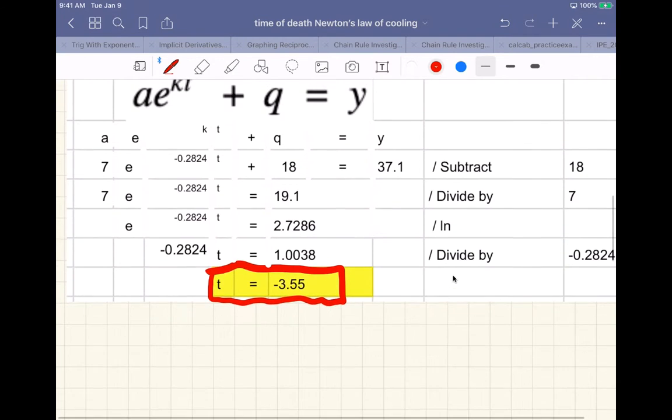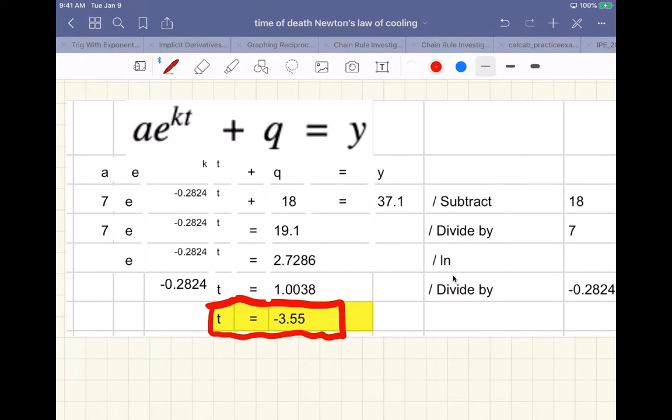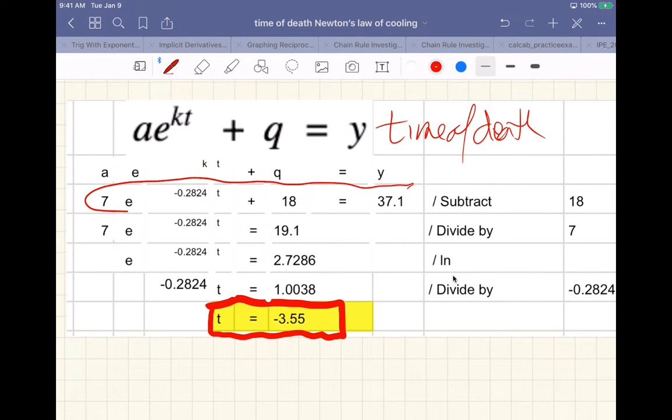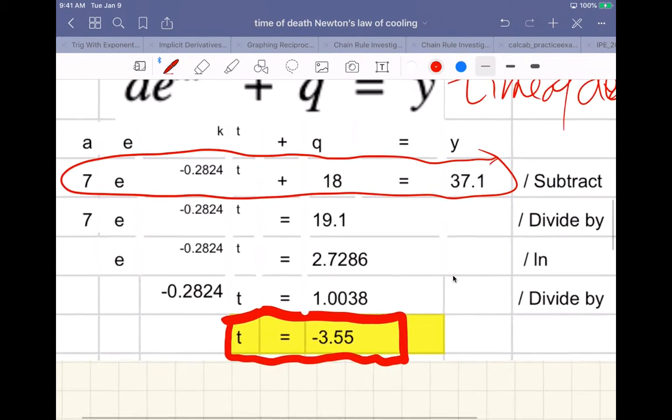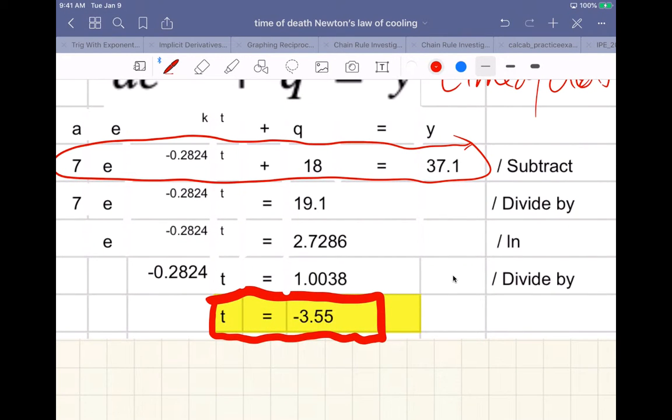So let's go into this next part where I'm getting the time of death. So there's my equation right here. So you can see that that's my equation right there. And I need to solve for T. And I'm setting the temperature equal to 37.1 because that was the temperature at the time of death, right? That's what the average person's body temperature is. And then it only starts to cool after the time of death.